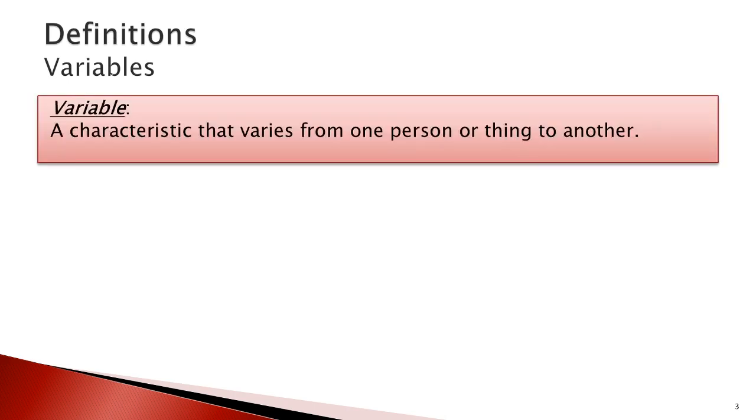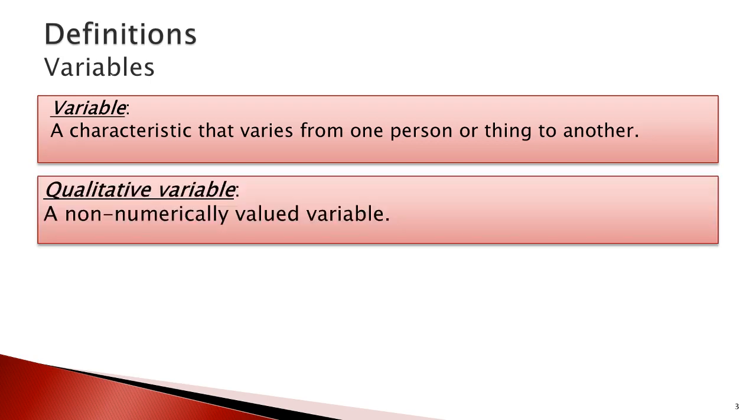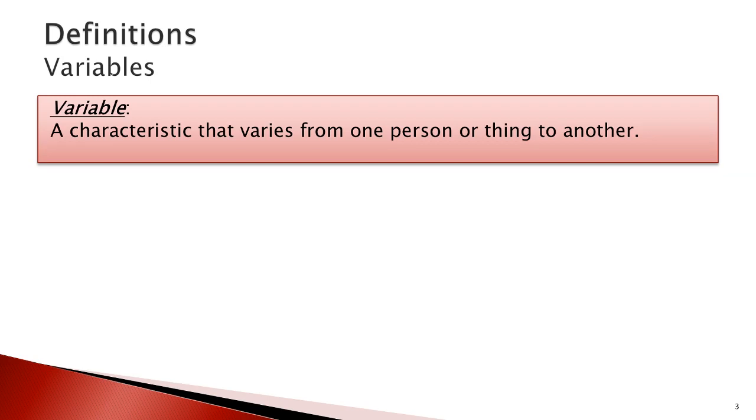By the definition, the variable is a characteristic that varies from one person or thing to another. That's what we call a variable. As an example, you can say the height of a person, weight of a person, the sex, eye color. Those can be categorized under variables. Any of them can be categorized under variables.